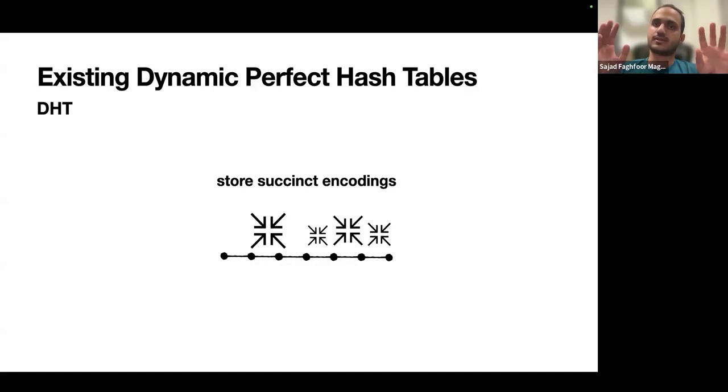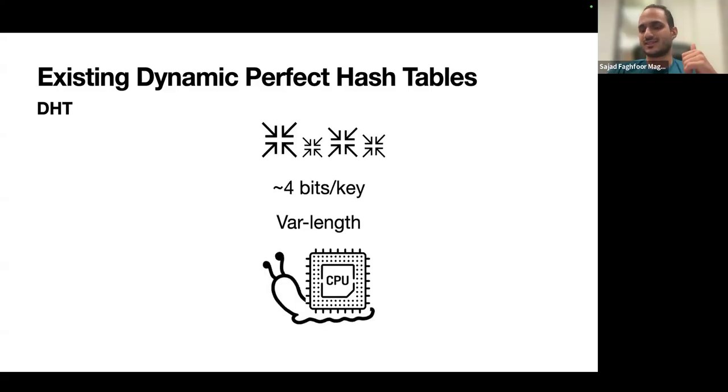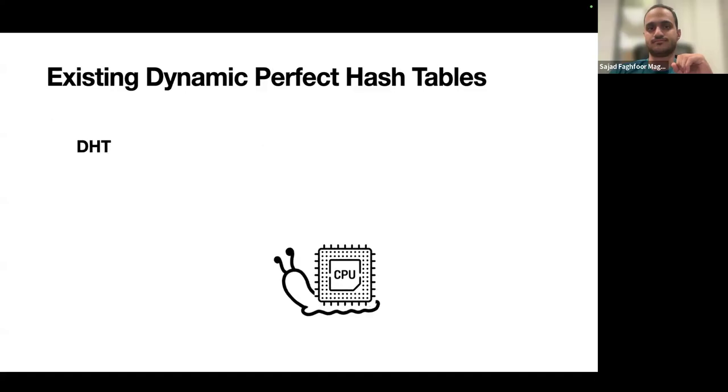And then we store succinct encoding of each one of these tries, but because tries are of different sizes, we end up with variable size encodings, but on average it's 4 bits per key. But again, because it's variable length, it's going to be slow on CPU. So you can imagine you're querying for, let's say, the 33rd slot. Because you don't know the location of the 33rd slot, you need to go and decode all of the first 32 slots up until the 33rd to reach the location that you are actually interested in.